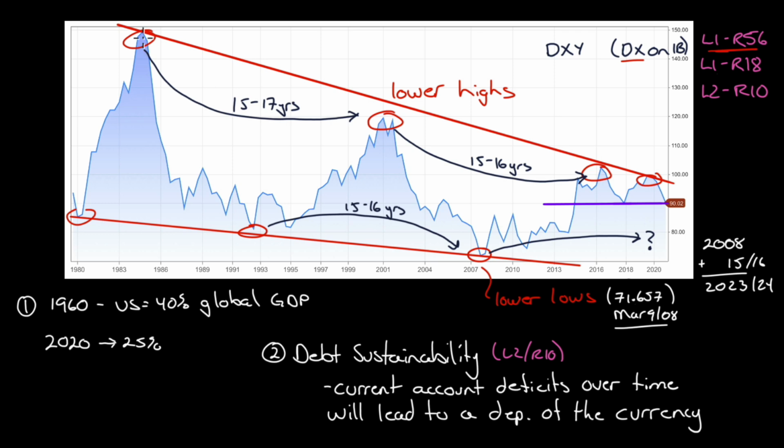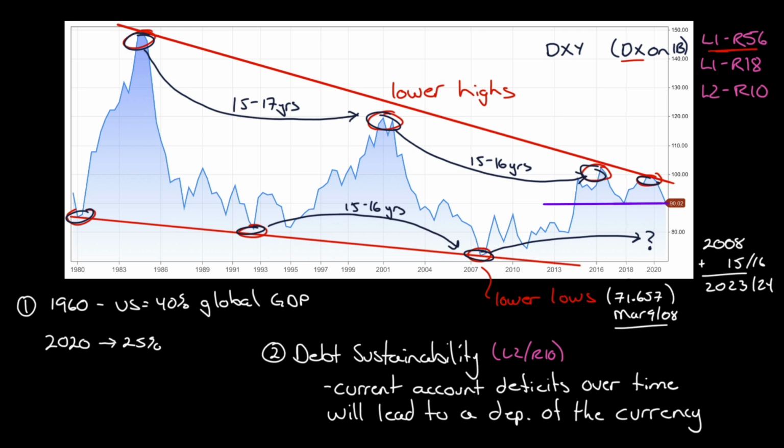So I'm going to draw a line from the peaks and of course the troughs over here. And what do we see? We see a downward sloping channel. We see a series of lower highs, and we see a series of lower lows. So from a technical analysis perspective, we have a secular bear market in the DXY. This is a 40-year chart that's drawn out quite consistently, a series of lower highs and lower lows.